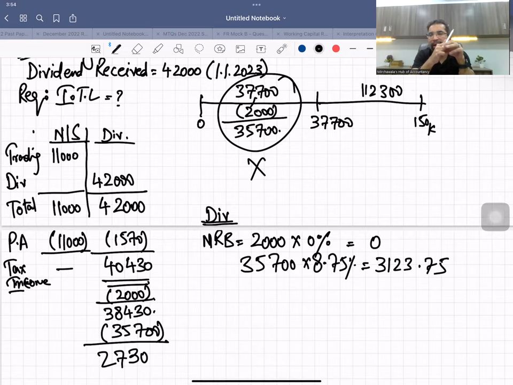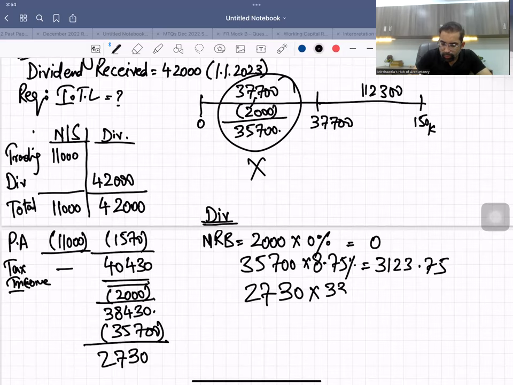You can see, open your eyes, in the second band you have a capacity of 112,300. So this 2,730 will easily come in the second band, and the rate is 33.75%. It's 921.